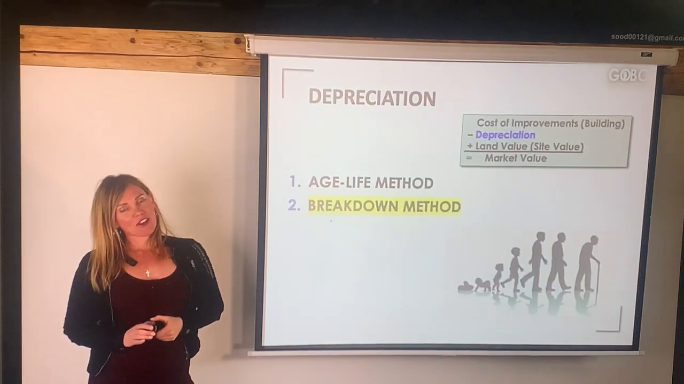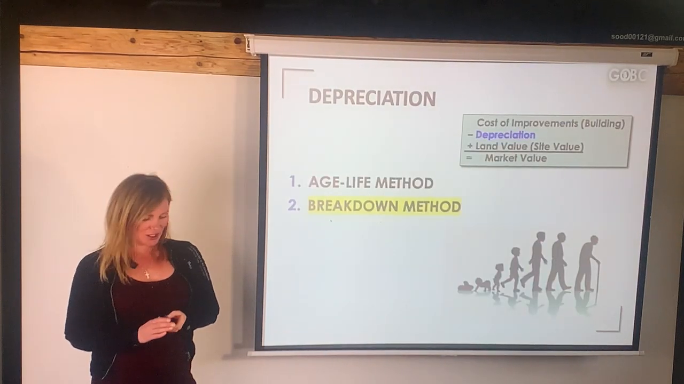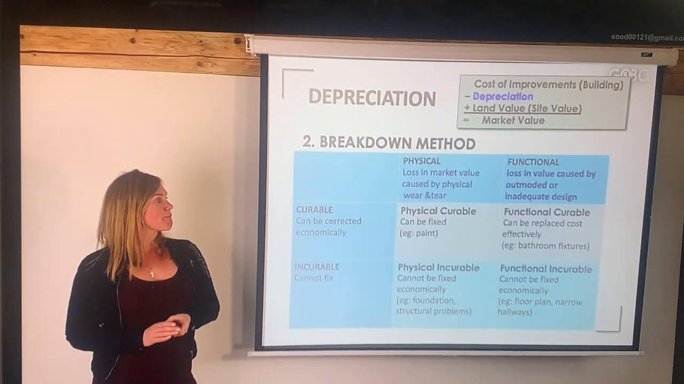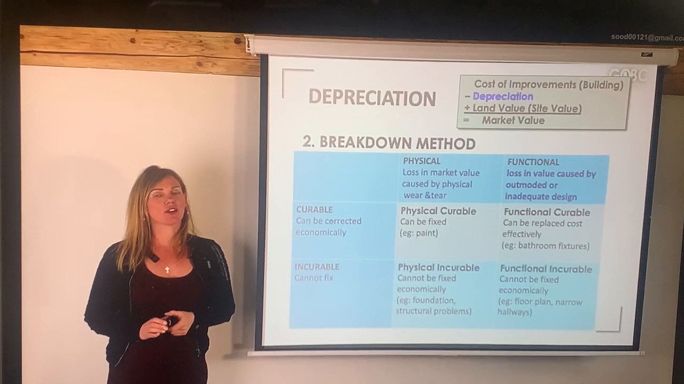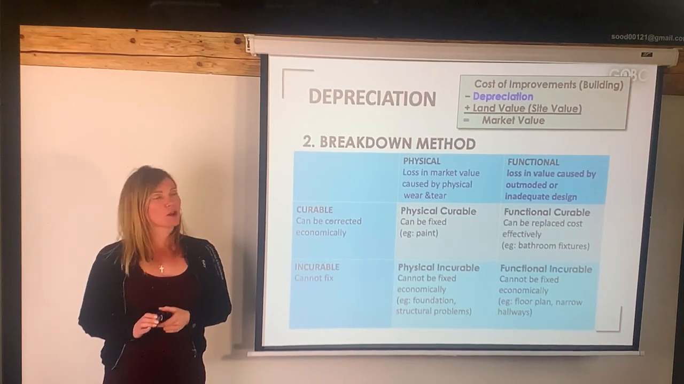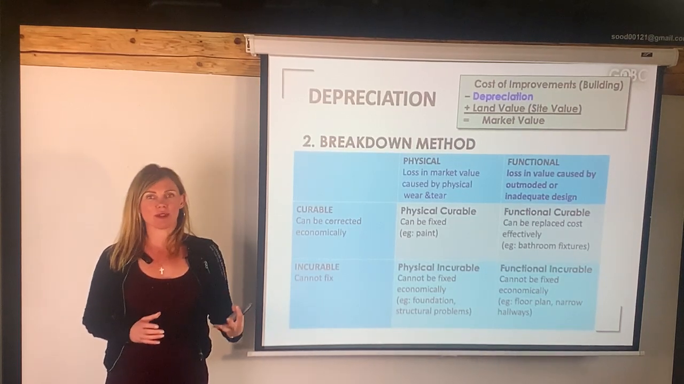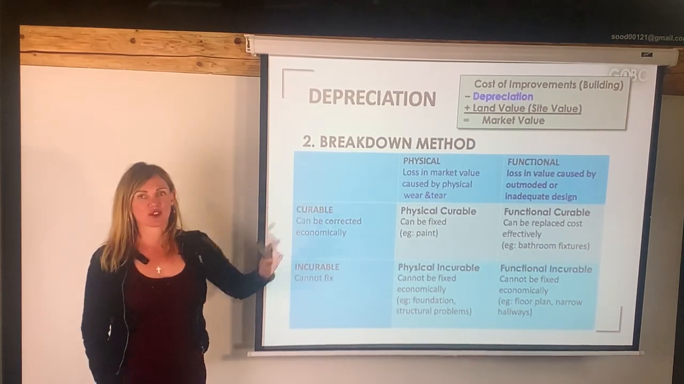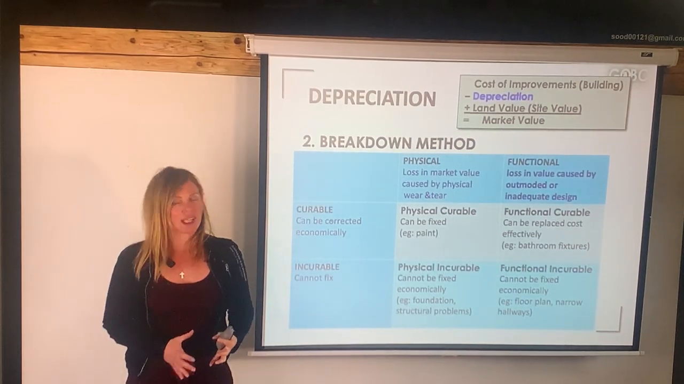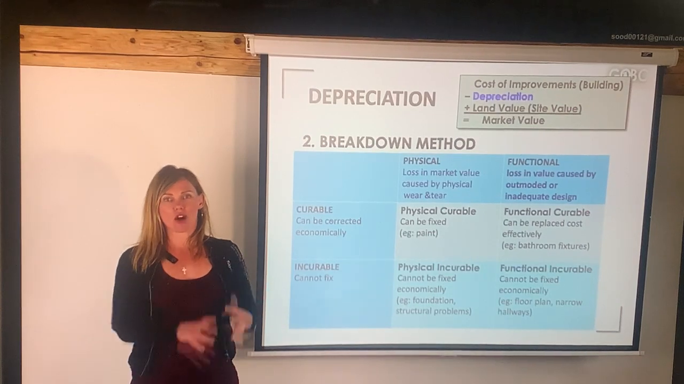Now the breakdown method, this is the method they focus on the most, right? Because they want to make sure that you understand the difference between the curable and incurable, the difference between the physical and functional depreciations. So this is where you look at the building and say, look, some depreciation will be physical. Now what is physical? Physical is something that is lost in market value caused by physical wear and tear. So basically something that is not working, it's physically broken, and it doesn't do the job. That's what that is, right?